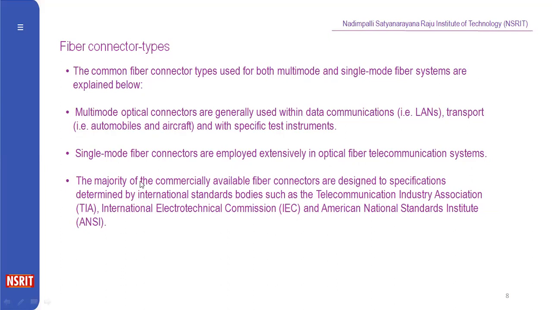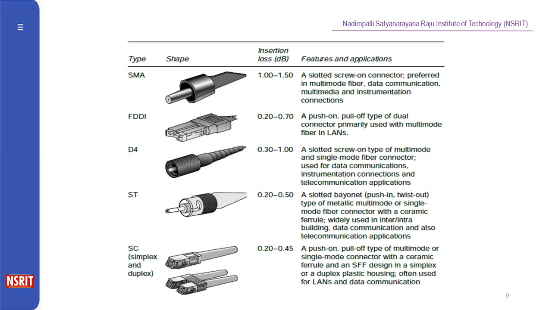The majority of the commercially available fiber connectors are designed to specifications determined by international standard bodies. What are they? TIA, IEC, and American National Standard Units. They are the units that have given the standards for these types. These are the different fiber connectors.